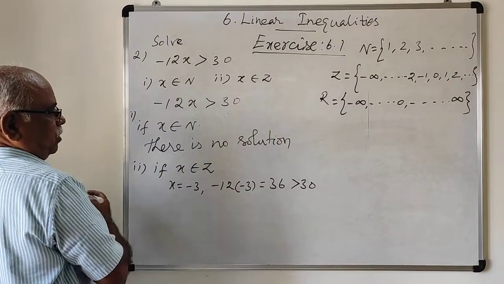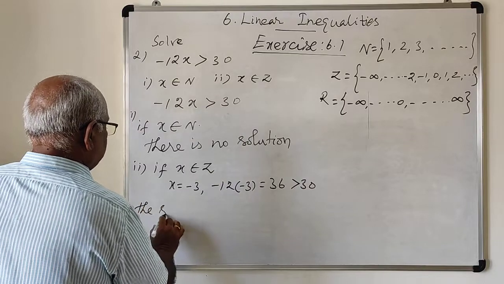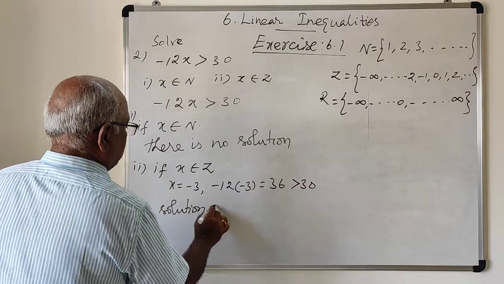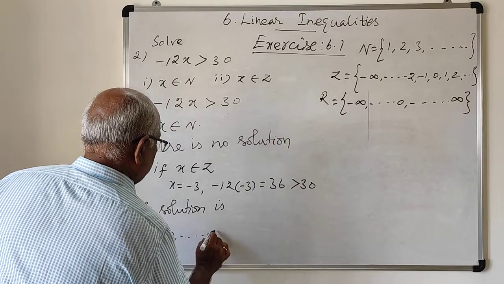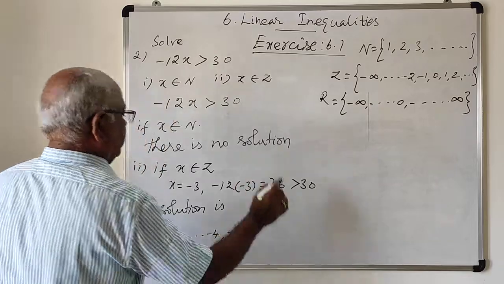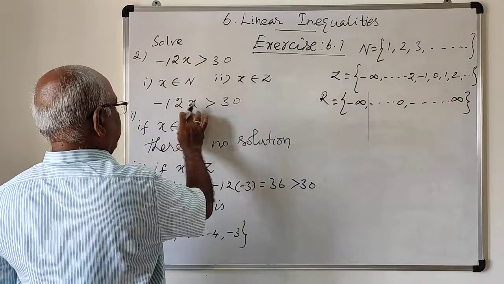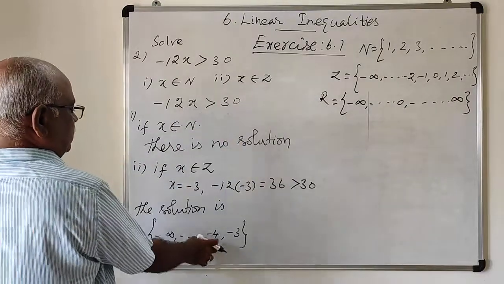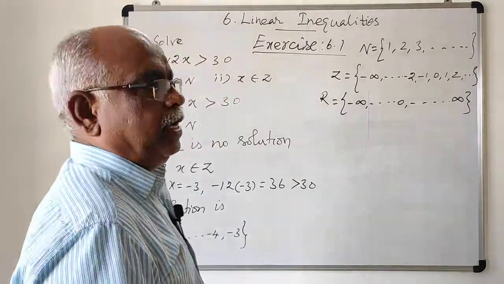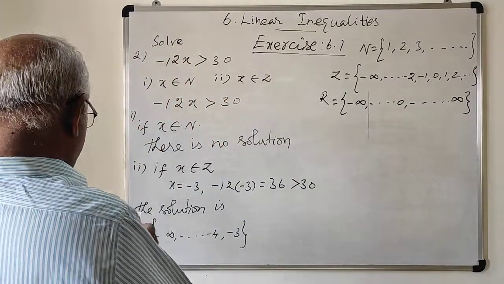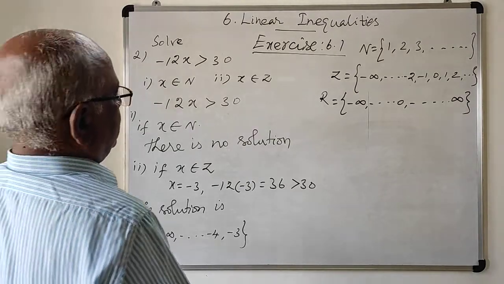Therefore, all the negative numbers from minus 3 downward, for x belongs to Z. The solution set is minus infinity to minus 4, and minus 3 only. Because minus 2, minus 1, 0 and every positive number are not satisfying the inequality. Therefore, this is the solution set for x belongs to Z. This is problem 2. Okay? And one more problem. Problem 3, we will see.